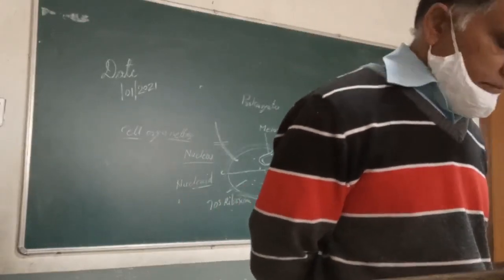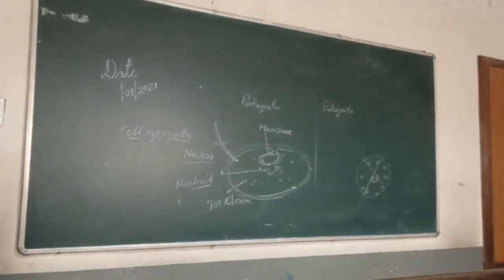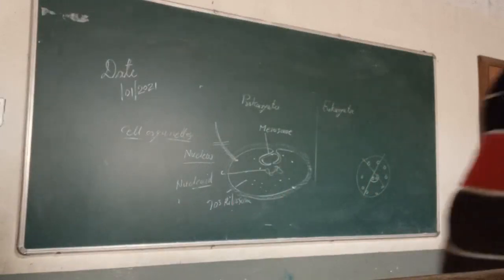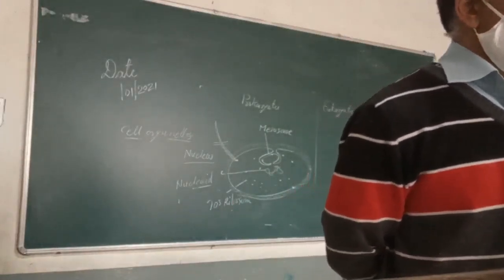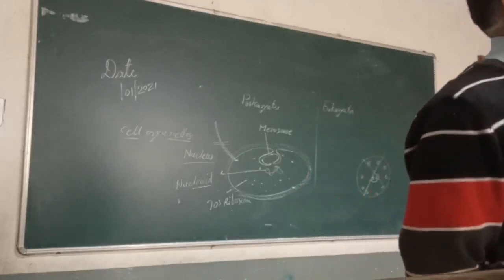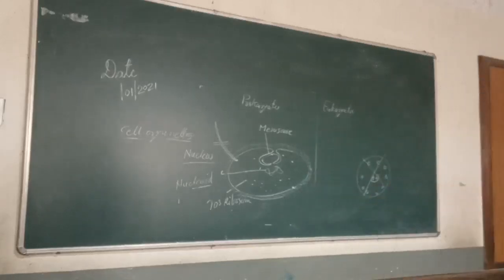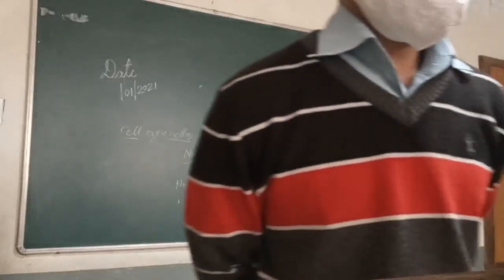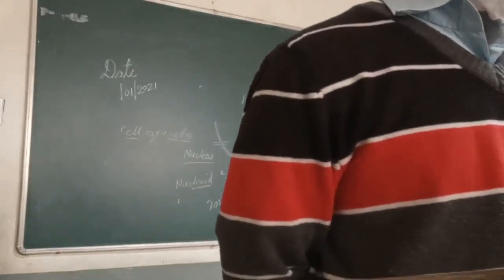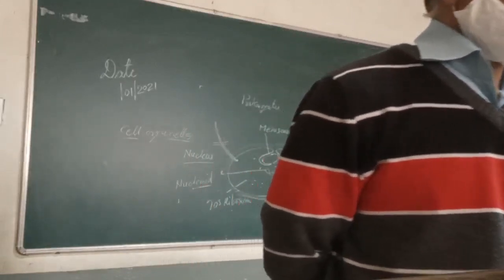Next write: 70s type of ribosome present in prokaryotes. Here write: 80s type of ribosome present in eukaryotes.